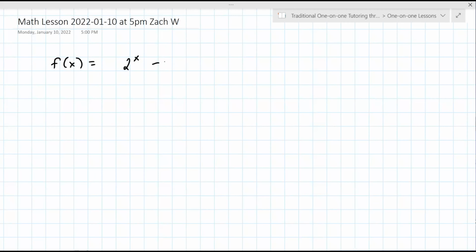Let's make it simple. Go 2 to the x plus 1. Okay. All right. Can you tell me the parent function? Is it, instead of being like 0, 0, it's above the 0 by 1? Let me just write it for you. 2 to the x is the parent function.